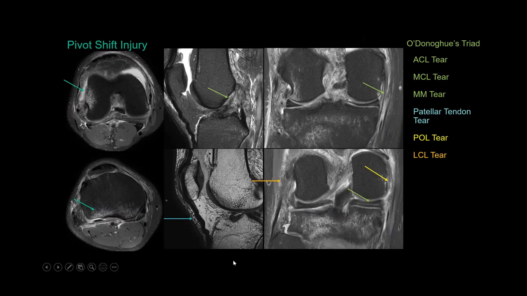So there's another patient with pivot shift injury. It depends on the extent of the marrow edema, depends on when you actually scan the patient. Obviously, the earlier you scan and if there's significant injury, you can get more extensive marrow edema. But in this case, you will see the O'Donoghue's triad of the ACL tear, MCL tear, and then the medial meniscal tear. This patient also injured the patellar tendon, the posterior oblique ligament on the medial aspect, and the lateral collateral ligament as well. So it's quite an extensive injury.